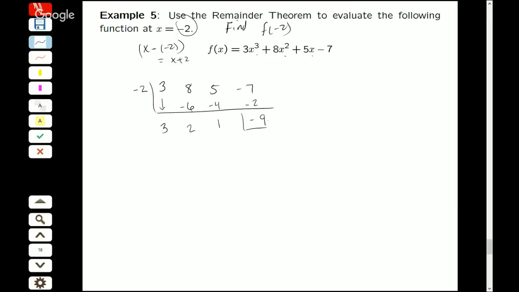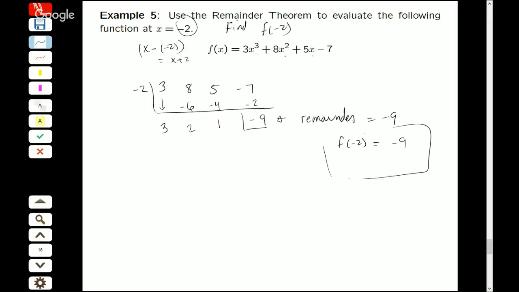Yeah, you guys probably recognize this as the one we just did, right? If not, we did it again. What is our answer? Our remainder, sorry. The remainder is equal to negative 9. So then that means f of negative 2 is equal to negative 9.